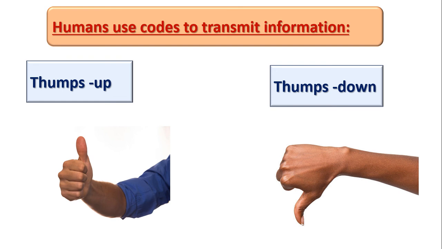That means I say information but in another way. Like what? Like thumbs up. I can make a thumbs up to say excellent, and I can make a thumbs down to say no, good luck. So I can use a thumbs up and thumbs down. Thumbs up and thumbs down is also a type of code.